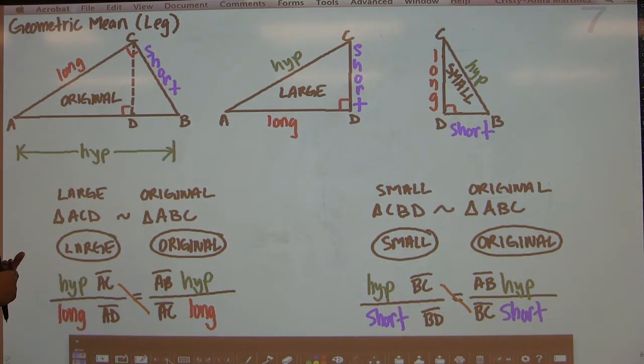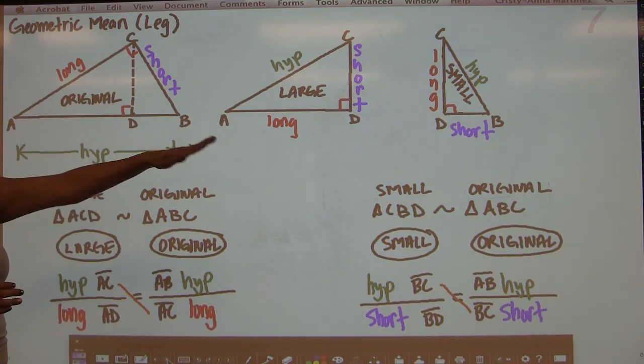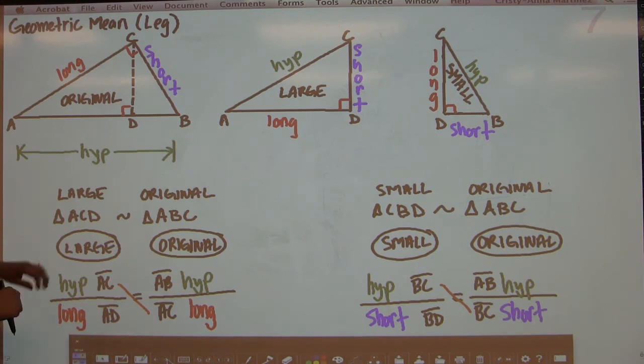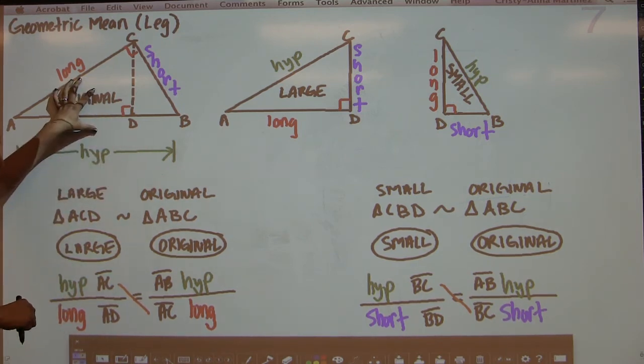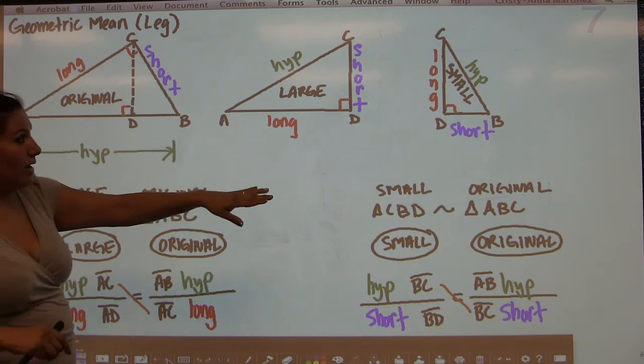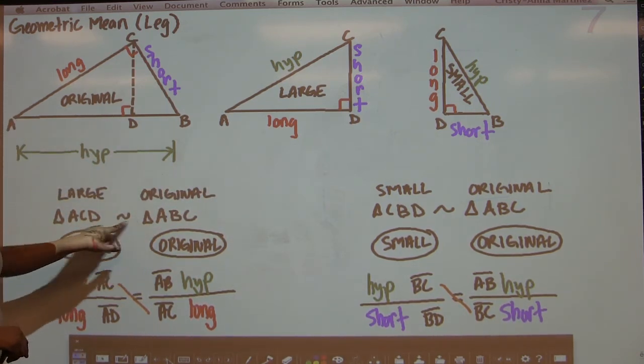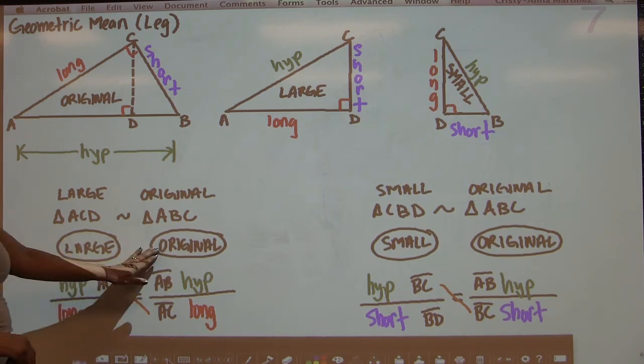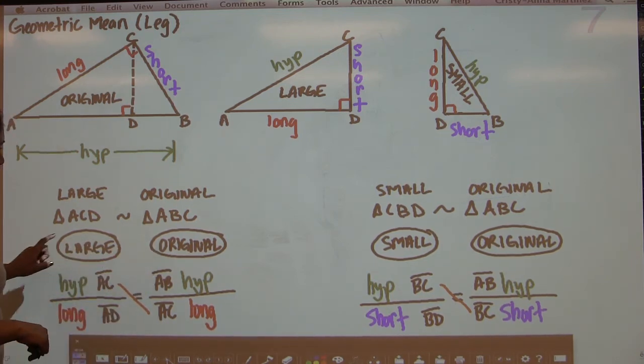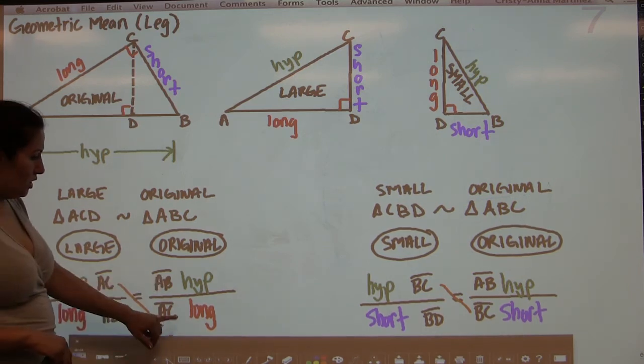So in the previous slide, we were comparing the large triangle to the small triangle. Now we're comparing the large triangle to the original triangle, and then the small triangle to the original triangle. All right, so again, I've rewritten the similarity statement here, and we've got large to original, just like we did before. In the large to original case, you want to compare the hypotenuse to the long side. Hypotenuse to the long side.